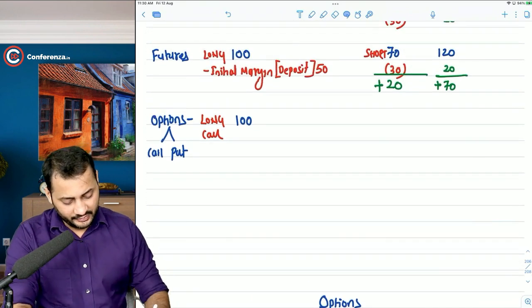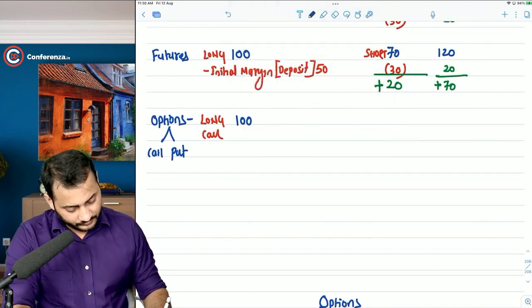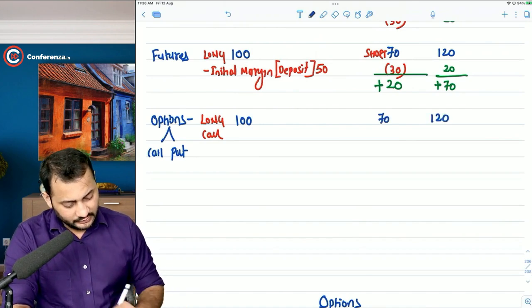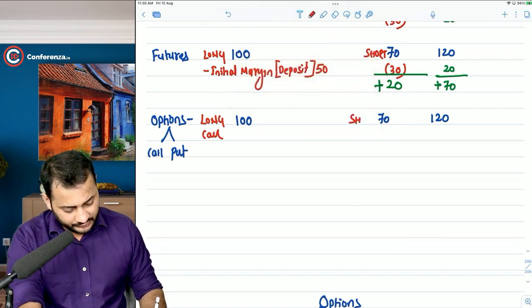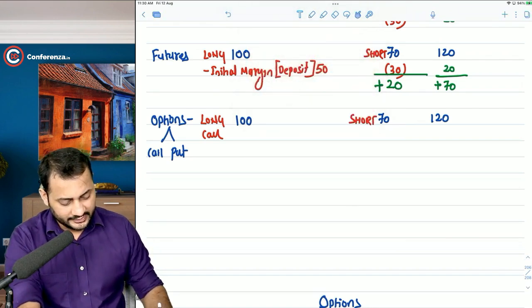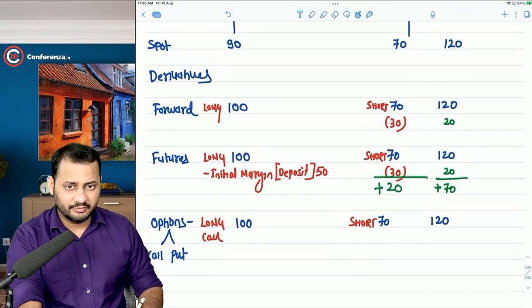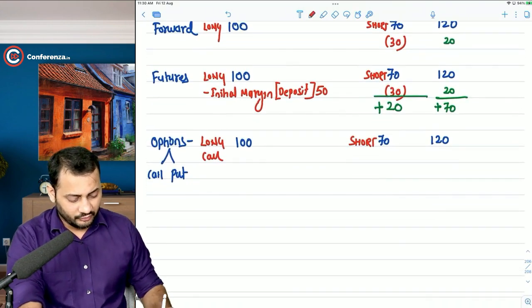What will happen after 3 months is 70 and 120, and you will have to take the opposite position to close the contract. Exactly. So transactions are same: long, short, long, short, long, short. What will happen?